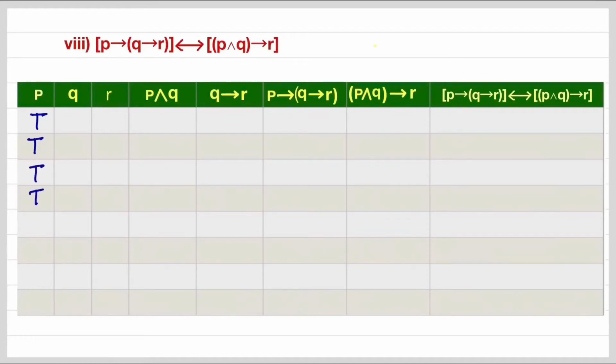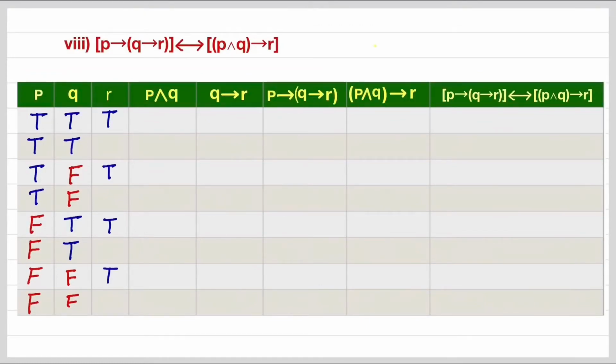For P, take first 4 values true and last 4 values F. For Q, make it half, 2T, 2F. Repeat it. 2T, 2F. Again make it half for R, 1T, 1F. That means alternately true, false, true, false.